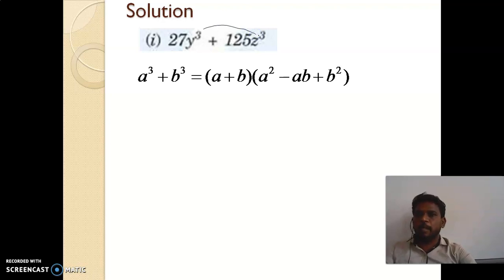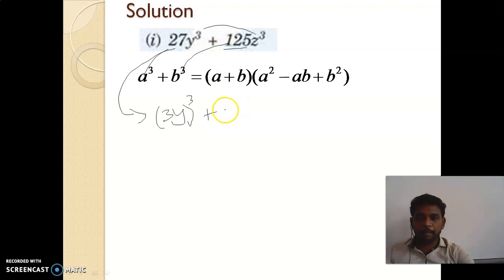So it is in the form of a cube plus b cube equals (a plus b) into (a square minus ab plus b square) formula. When we compare, this term is a and this term is b. How can we write 27 in the form of power 3? So 3y whole to the power 3. So we can write 27y cube as (3y) whole cube, and plus, how can we write 125 with the power of 3? 5 power 3. So we can write (5z) whole to the power 3. So now a is nothing but 3y and b is nothing but 5z.